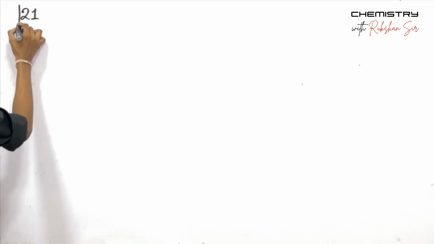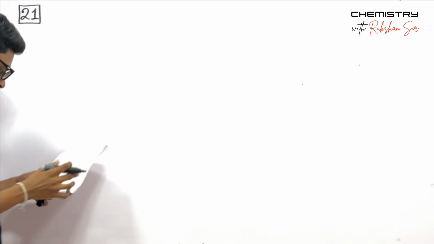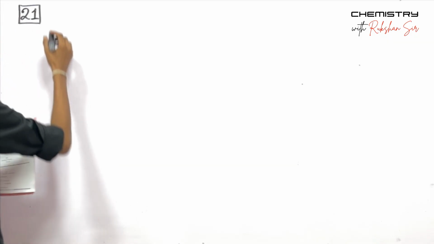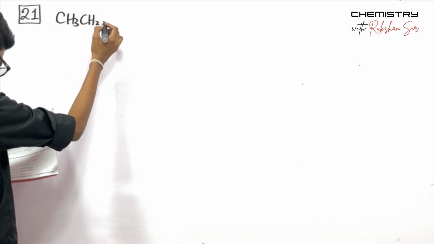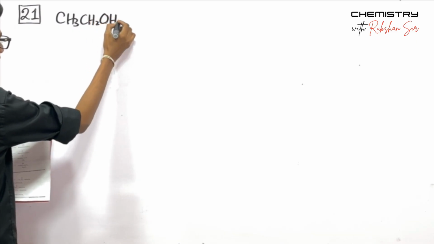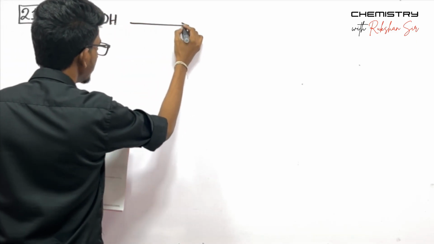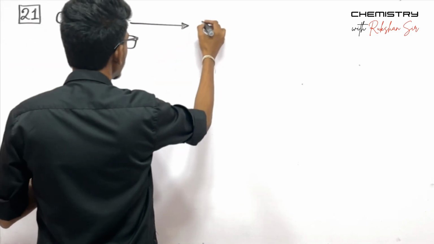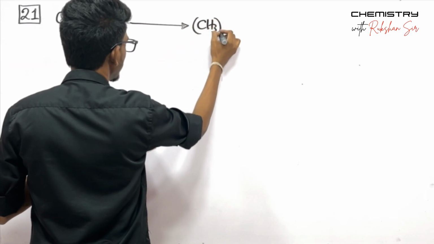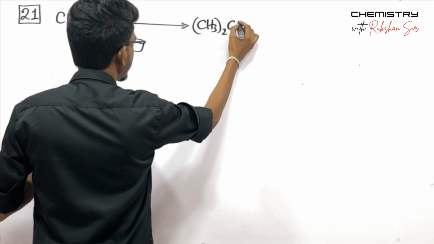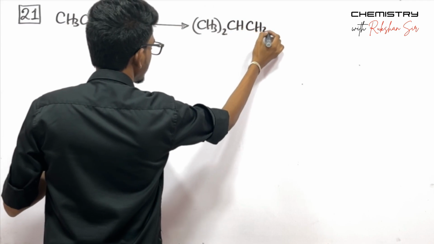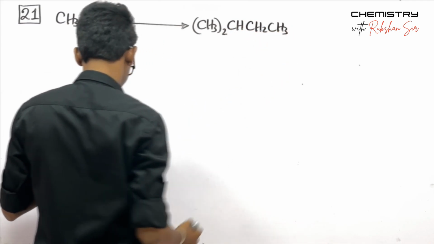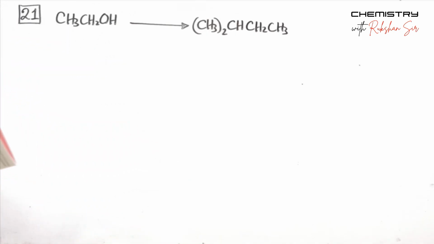21. Right? See what they are saying. So you have to start with this thing CH3, CH2, OH, and you are supposed to form CH3 twice, CH, CH2, CH3. No? What are conversion?